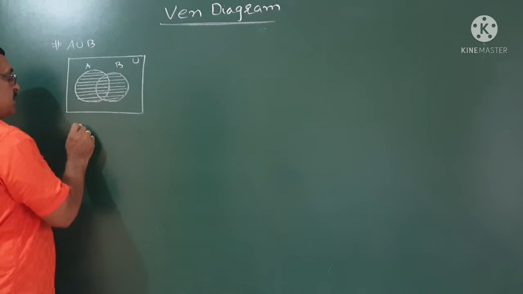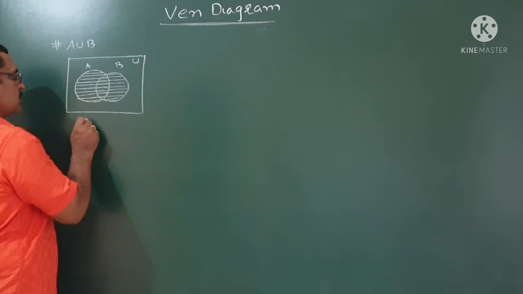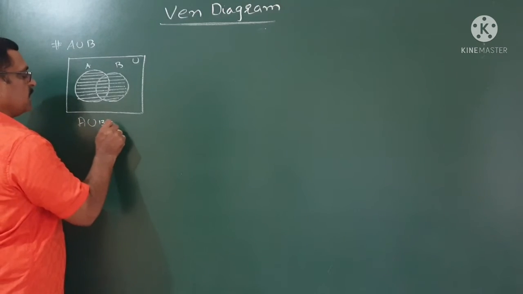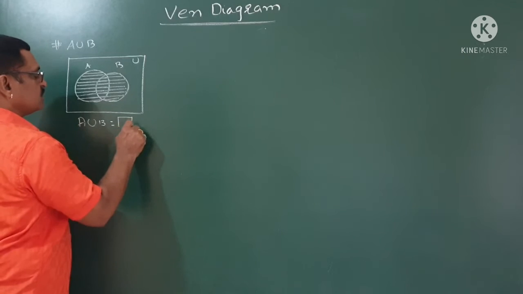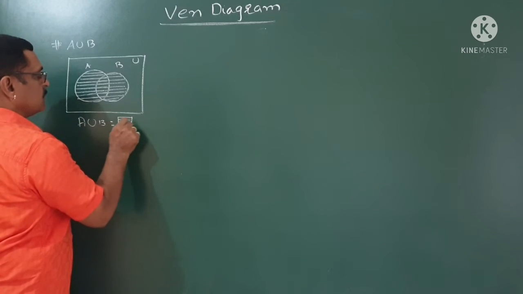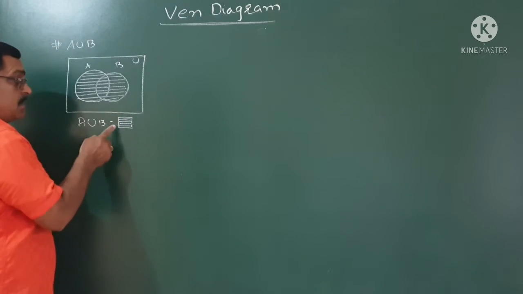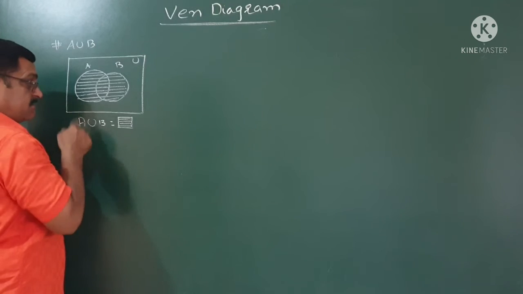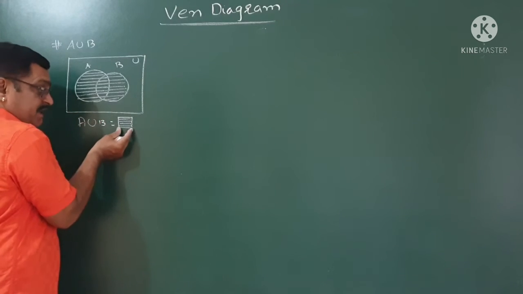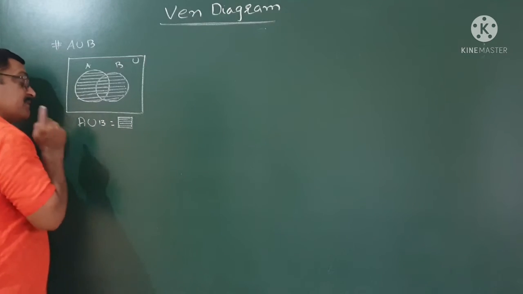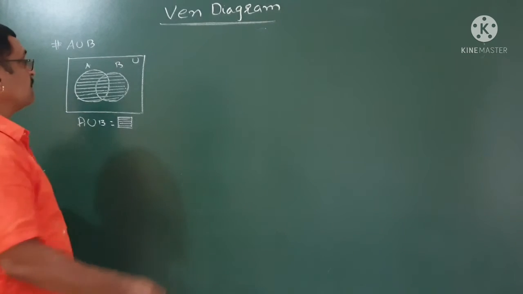Here in the box you write A union B is equal to some box with horizontal lines. That means whatever part in the diagram is shaded by the horizontal lines represents A union B. This is number one.